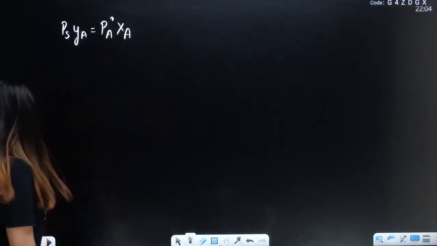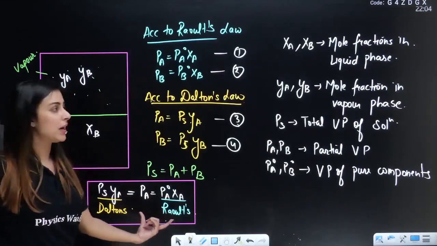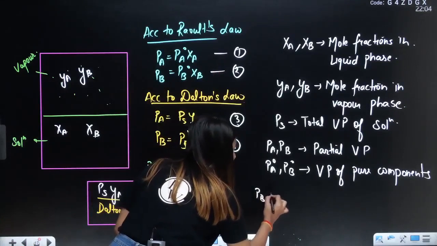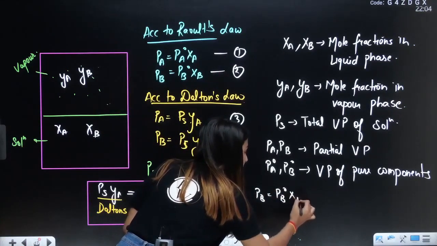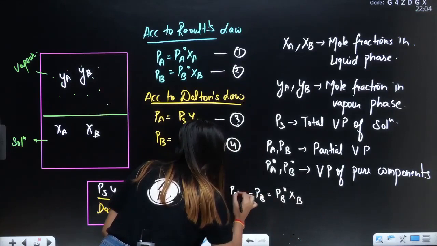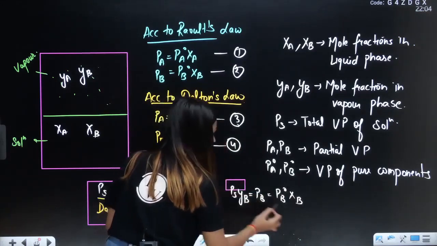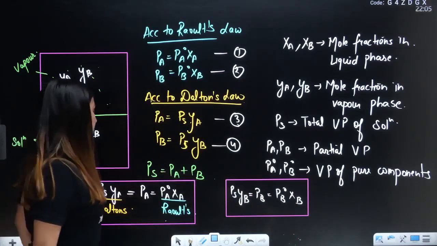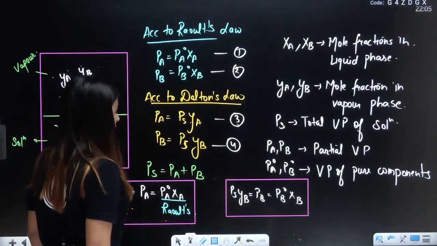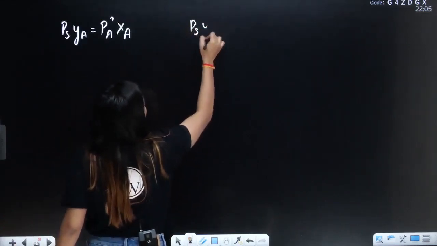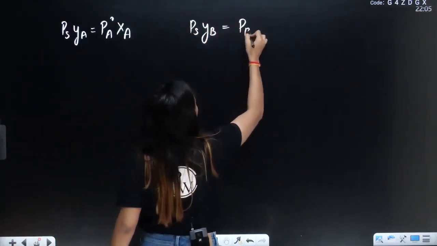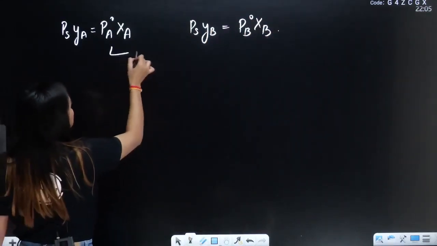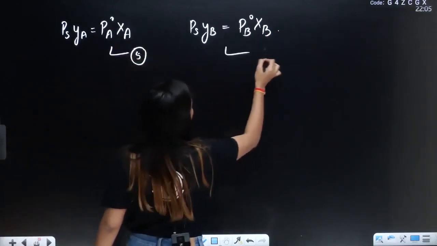Right? Yes. If I have used this part, I have to use the B part as well. I can write here that PB will be equal to PB naught XB. This will be equal to PS into Y of B. Right? Yes. So I have to use this expression as well. I'll have to equate this. Let's equate this as well. PS into Y of B will be equal to PB naught into X of B. Right? Yes. Let us say this is the 5th and this is your 6th expression.